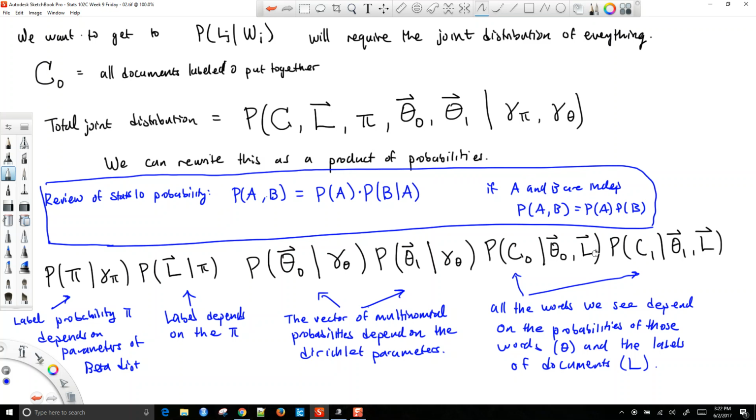We have some conditional things, but given certain things, some things are independent of each other. The words that we see depend on the word probabilities and the labels. But the word probabilities only depend on the hyperparameter, not on other things. And the label only depends on that value pi, and so on. So we're factoring apart our entire document as such.